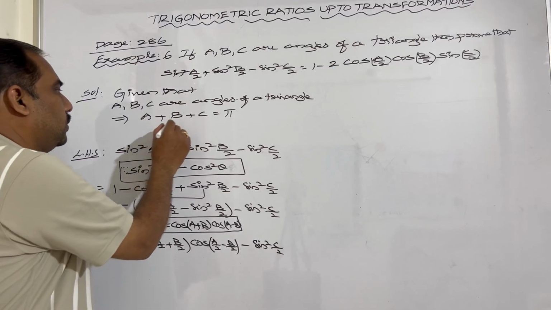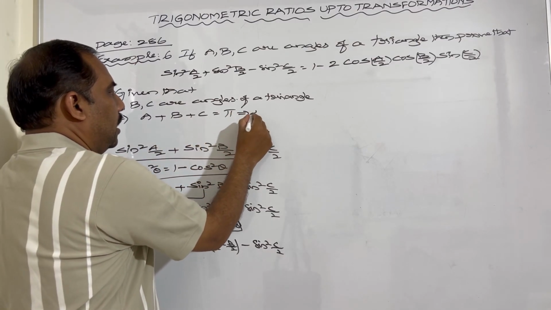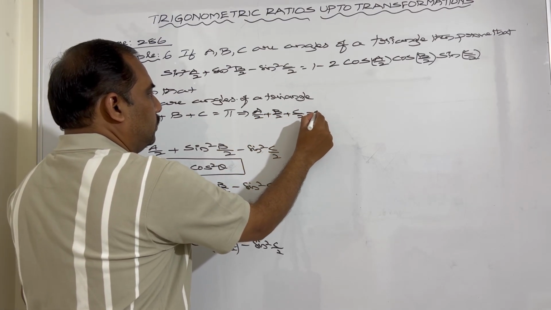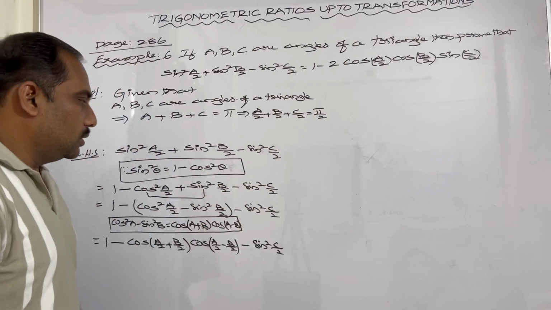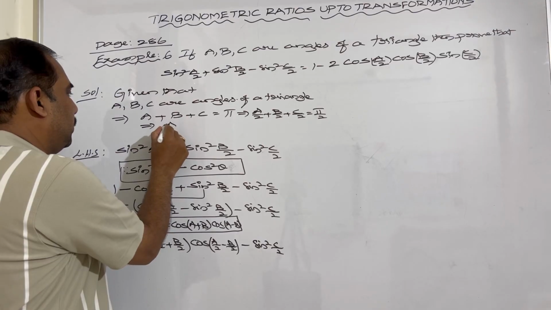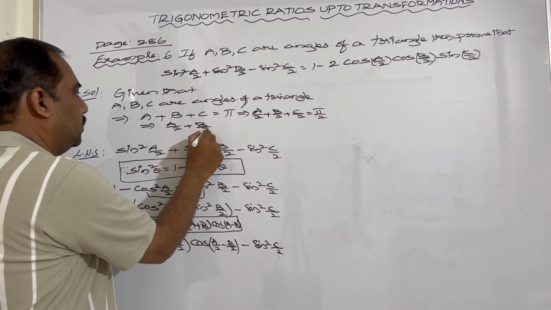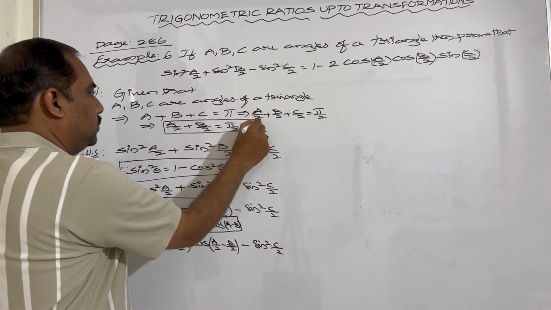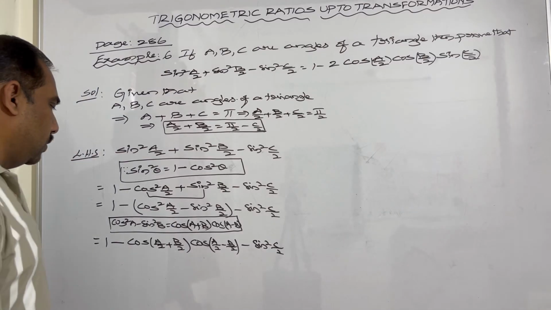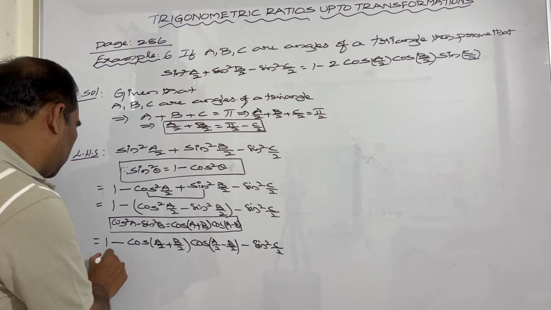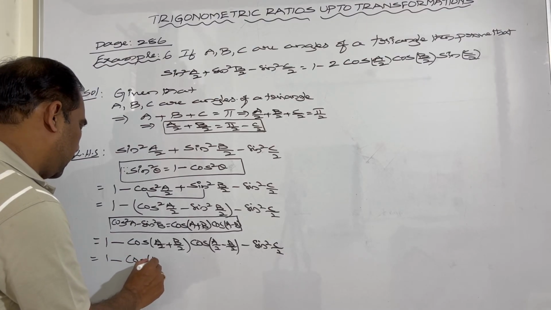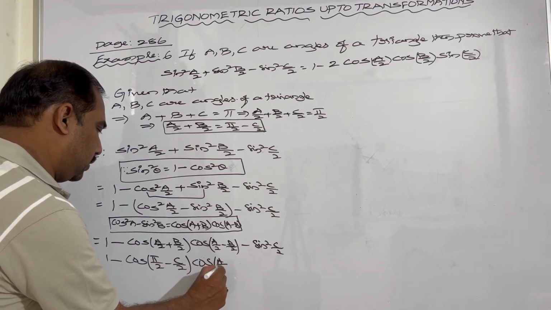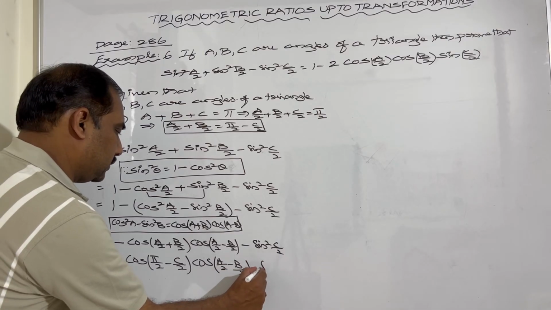Now we know that A plus B plus C is equal to pi, and when you divide by 2 on both sides, A by 2 plus B by 2 plus C by 2 is pi by 2. From this you can write that A by 2 plus B by 2 is equal to 90 minus C by 2. So we can replace A by 2 plus B by 2 with 90 minus C by 2. So it becomes 1 minus cos of 90 minus C by 2 into cos of A by 2 minus B by 2, and minus sin square C by 2 is written as it is.